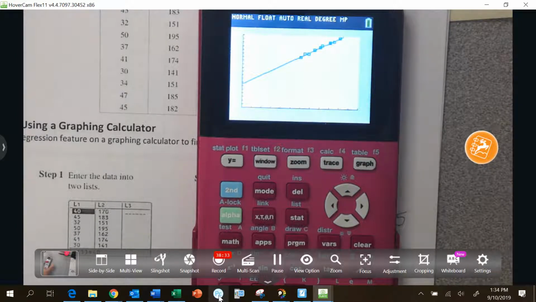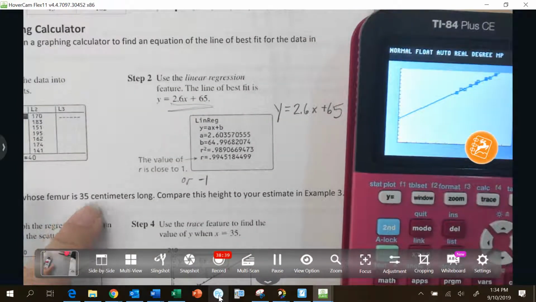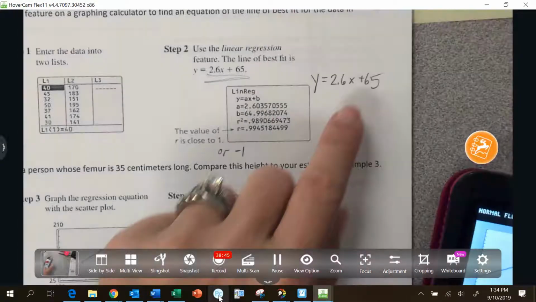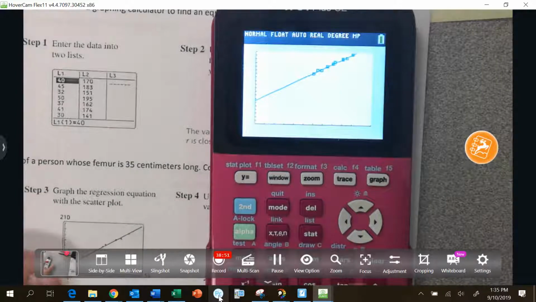The last thing I want to show you what you can do here, it says estimate the height of a person whose femur is 36 centimeters long. There's 2 ways we can do this on here. There's one way you can do it by just sticking 36 in X. We can do it by hand. But there's 2 ways to do it on the calculator that are even more accurate.